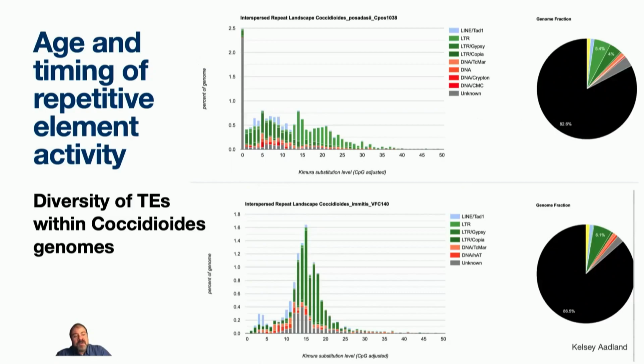These landscape plots show a diversity of the transposable elements, and so the x-axis is a diversity measurement. All of the elements that are part of a family that are within a certain distance of each other are binned in one of these bins here. And so if they're at a bin 5, that represents an average diversity difference of a Kimura distance of 5.